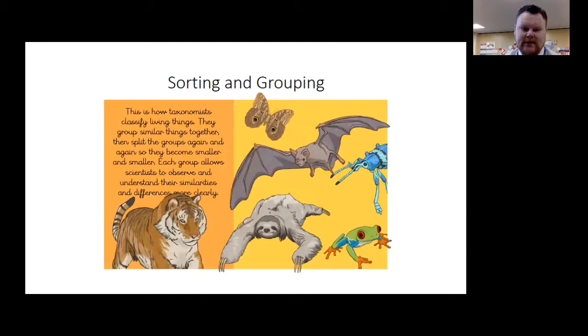And this is how taxonomists classify living things. They group similar things together, then split the groups again and again so that they become smaller and smaller. Each group allows scientists to observe and understand their similarities and differences more clearly. Have some animals there, different creatures. Perhaps you can name them.